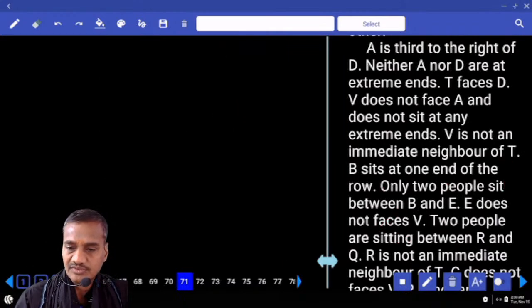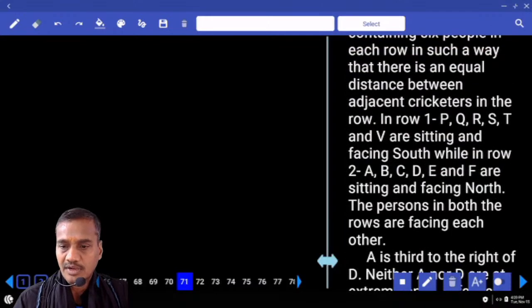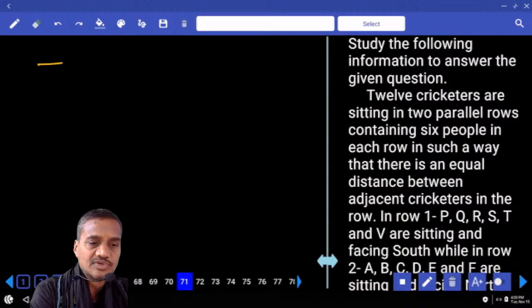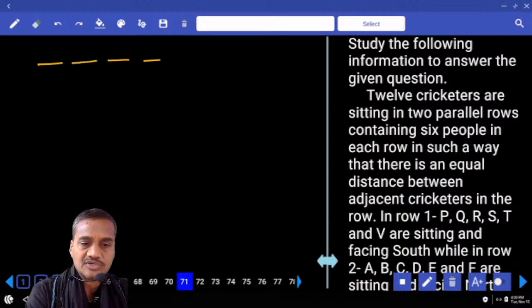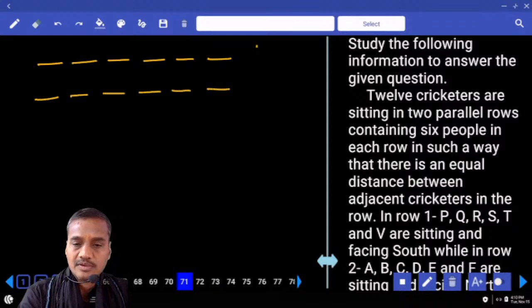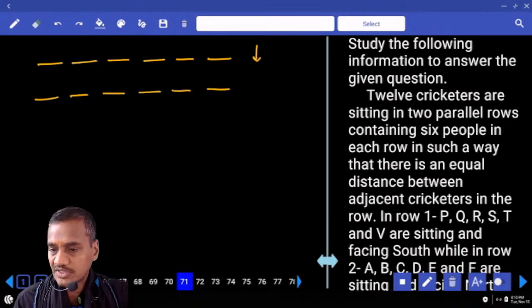Then 71 onwards. Now here, how many persons are there? It is based on parallel rows, and 12 persons were there, 6 persons in each of these rows: 6 persons in row 1, and another 6 persons in row 2. Now tell me who are the persons in row 1 here?